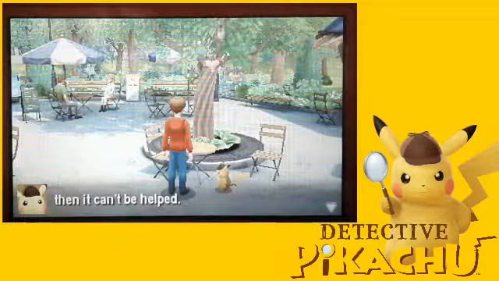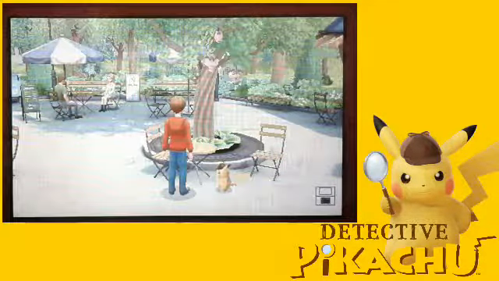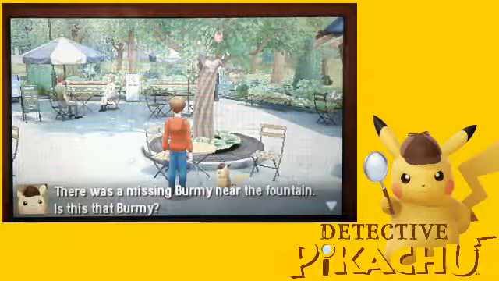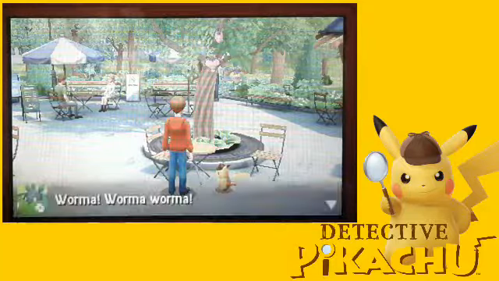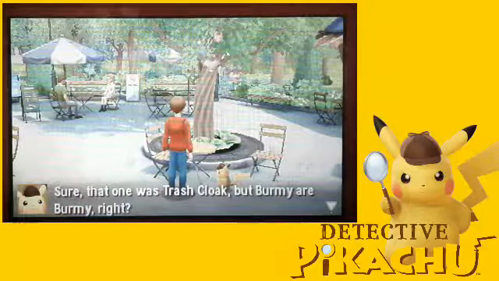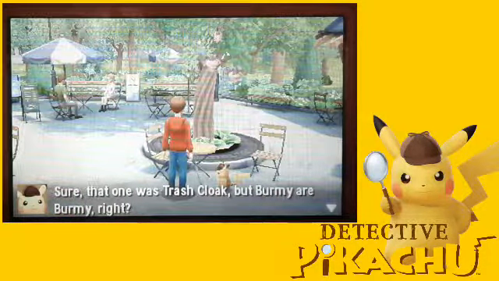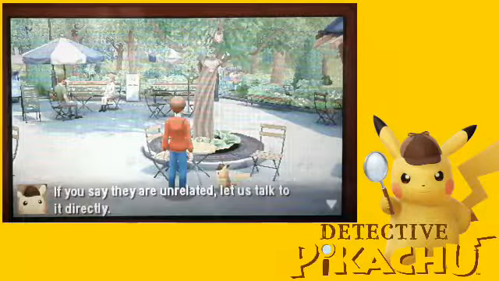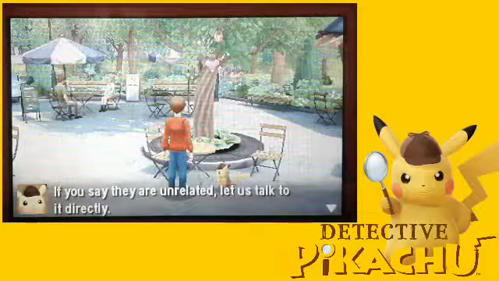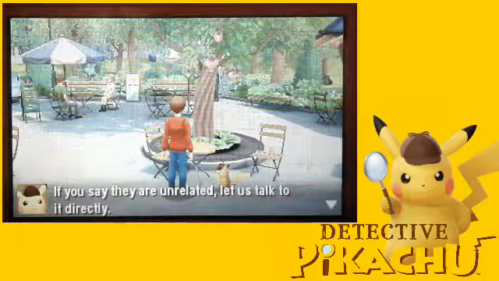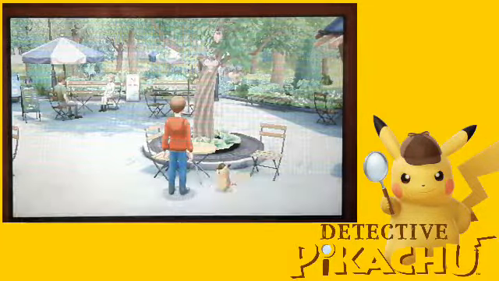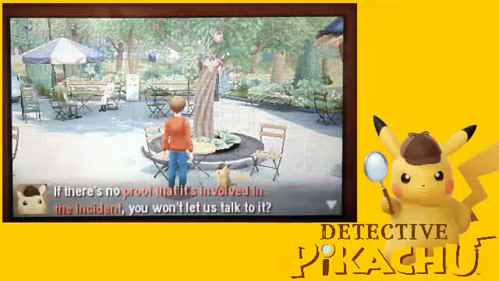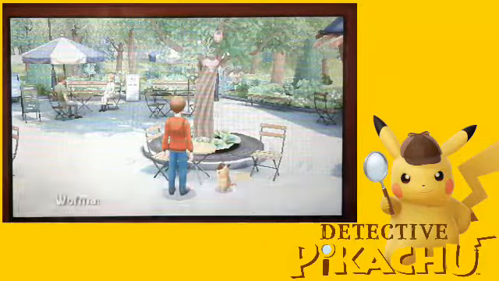If it's not at the scene, then it can't be helped. There was a missing Burmy near the fountain. Is this that Burmy? Wurma. Sure, there was one, but Burmy are Burmy, right? Wurma. If you say they are unrelated, let us talk to it directly. Wurma. If there's no proof that it was involved in the incident, you won't let us talk to it.